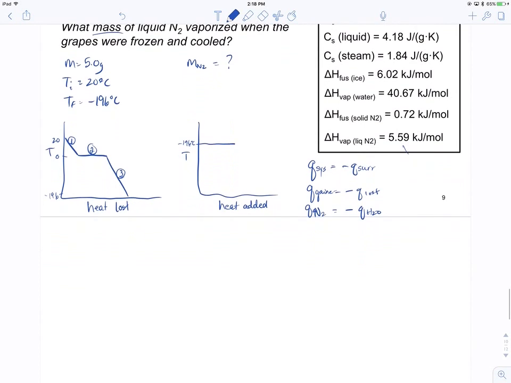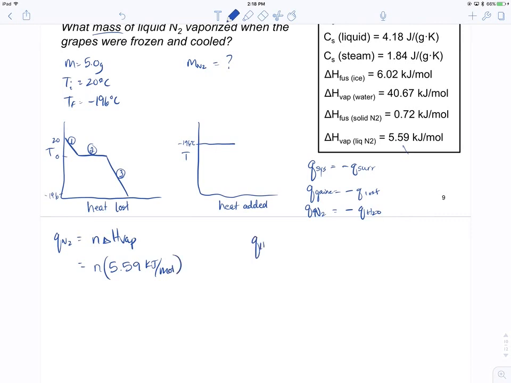So I'm going to set this up where we look at Q N2 separately from the Q water. So Q N2 is equal to n delta H vaporization because we are at that point of a phase change, so we will use this formula. So how many moles of liquid nitrogen do we have? That's what we're ultimately going to end up solving for. We want to know what mass of liquid nitrogen is going to evaporate. And the delta H vaporization for liquid nitrogen is 5.59 kilojoules per mole. Okay, so we have that portion down.